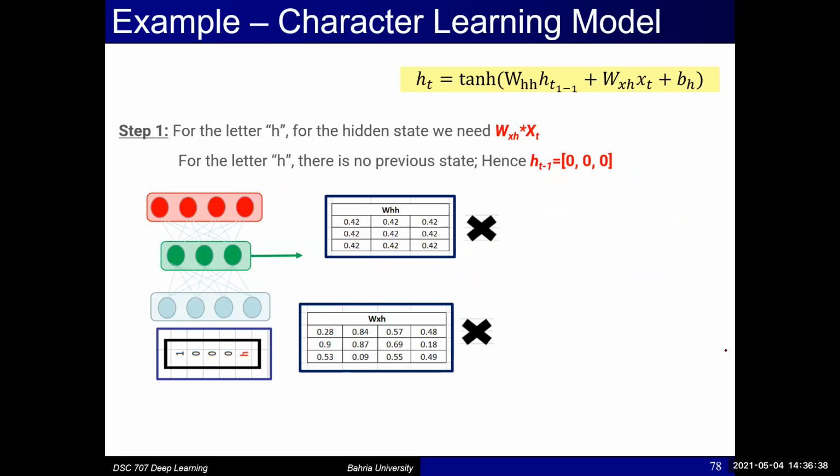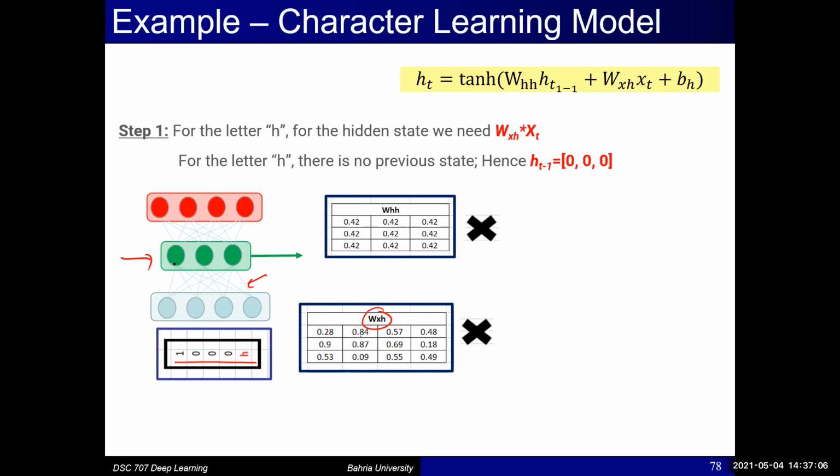Anyways, now let's start doing some computation so that we know what we are doing. This is the first character h, we are feeding it to the network. H is 1000, we are feeding it here. You have a weight matrix here, WXH, you multiply WXH with this vector, just like you do in an MLP.